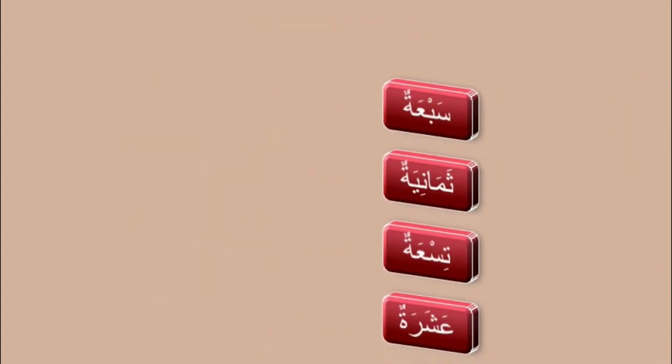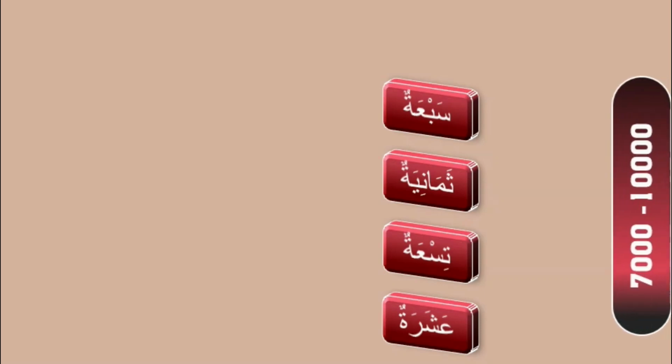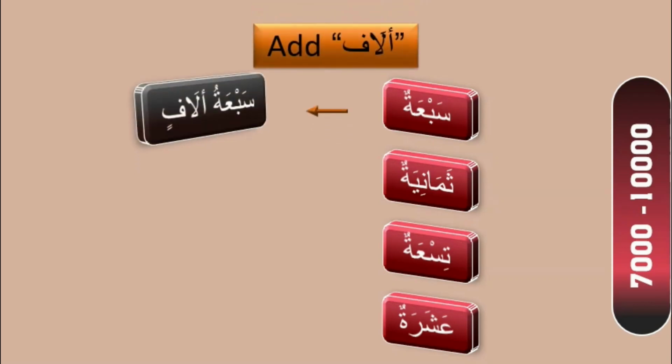Then we have these 4 unit numbers: sab'atun, thamaniyatun, tis'atun, asharatun, 7, 8, 9, 10, and we want to make 7000, 8000, 9000 and 10,000. So again we'll follow the same formula. We'll add alaf at the end of each unit number. So sab'atun, we add alaf, we get sab'atu alafin.